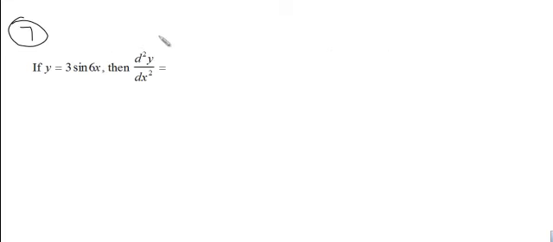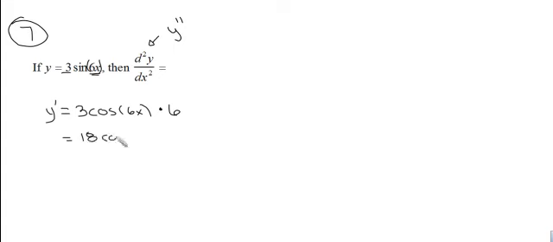Okay, so we're trying to find, remember this doesn't mean square, this means find the second derivative. So we need to find the second derivative. So the first derivative, since 3 is the constant, we're going to leave it alone. Find the derivative of sine, that's cosine of 6x, times the derivative of the inside. And the derivative of 6x is 6. So we're going to have 18 cosine of 6x.